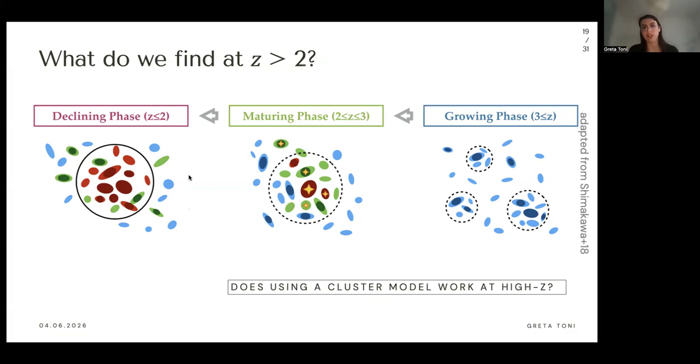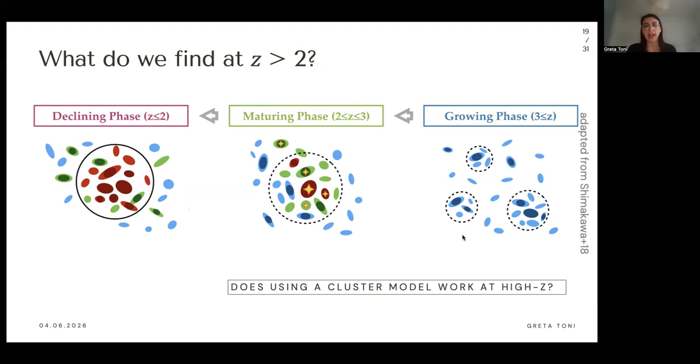2018, which I really like, explains how we start from a growing phase at high redshift where there are these overdensity peaks of star-forming galaxies that then evolve. The structure has this maturing phase as time passes. There is a strong evolution of galaxies within these structures, and then this obviously collapses in the virialized system that we observe more locally. And the question here is, we are using a clustering group model. So does that actually work for detection at high redshift?